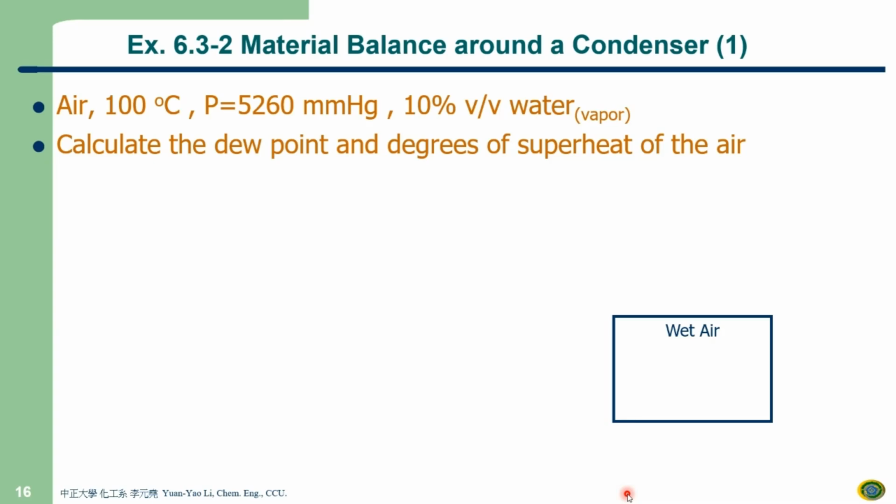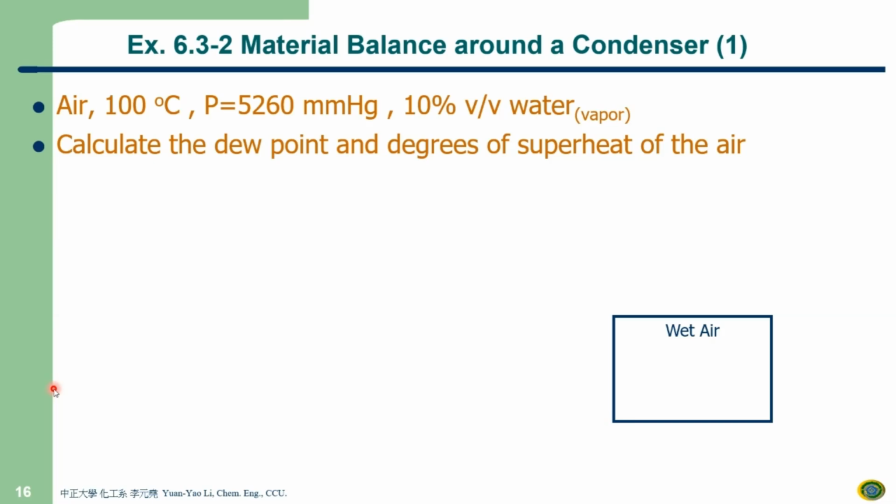Okay, before we go through this example, let's have a break. Not really a break. So this is the example. I give you a temperature and a pressure, and I even give you the fractional value in the gas phase. I want you to determine the dew point and the degree of superheat of the air.